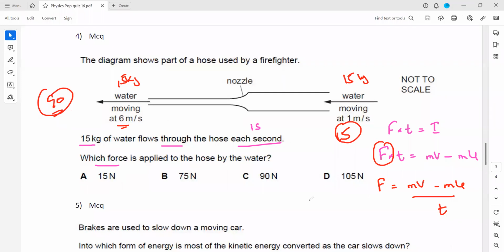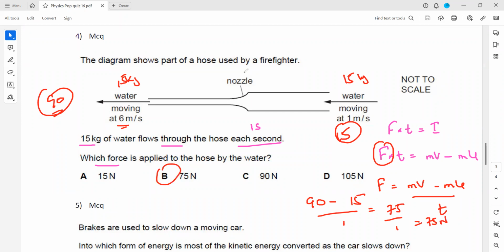And divided by the time interval, so it will be 90, the final momentum, minus the initial momentum, divided by time, which is 1. When we simplify, this will be 75 divided by 1, so we get 75 Newton.